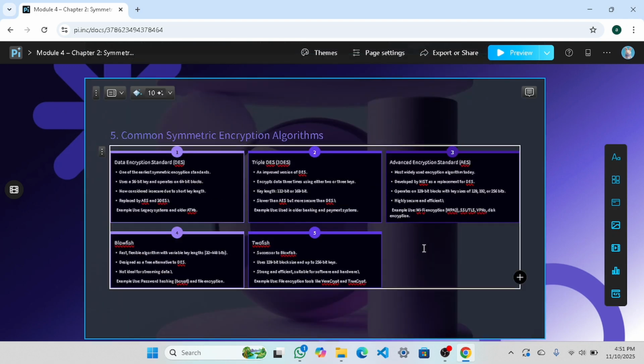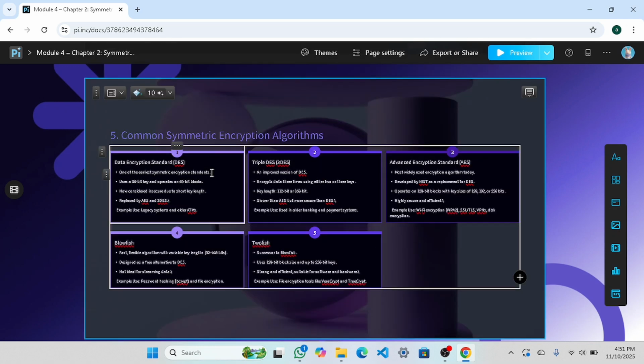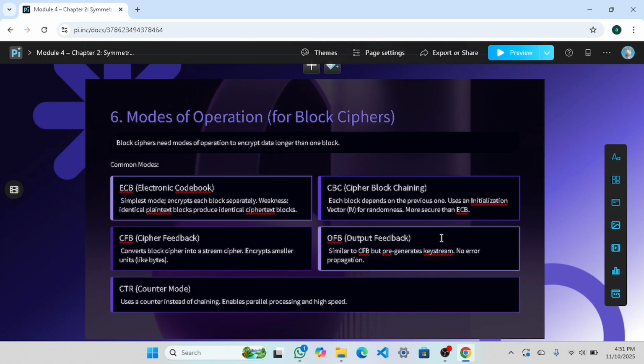Now, coming back to the point, common symmetric encryption algorithms. Data Encryption Standard, DES. One of the earliest symmetric encryption standards, uses a 56-bit key and operates on 64-bit blocks. Now, third one is Triple DES, 3DES. Then AES, Advanced Encryption Standard. Then Blowfish, Twofish. So just an overview. If you want a detailed explanation, please let me know in the comment section.